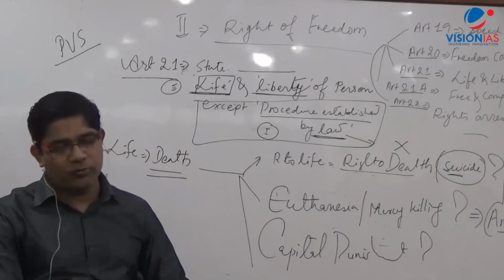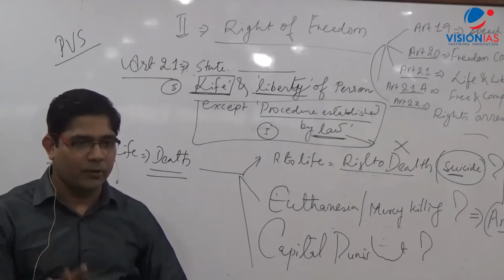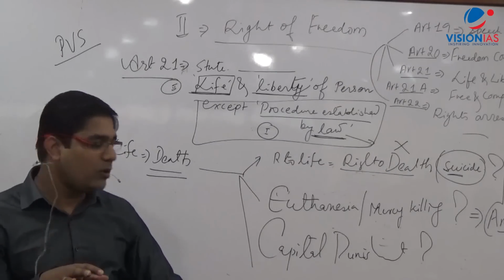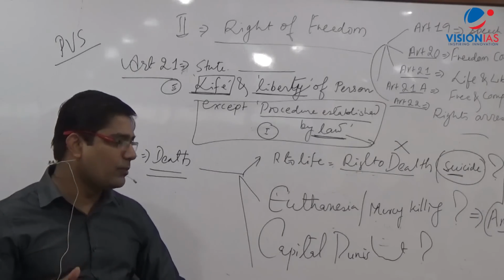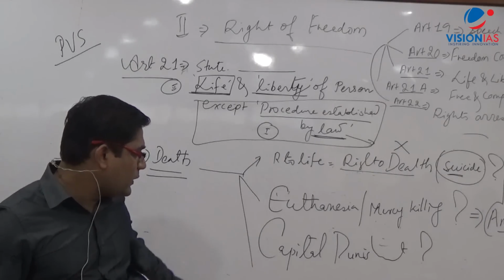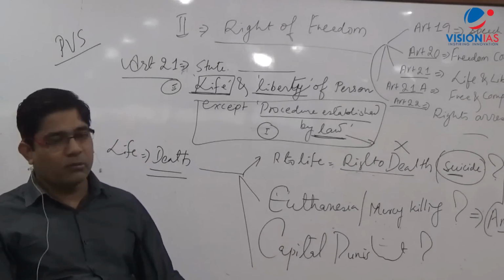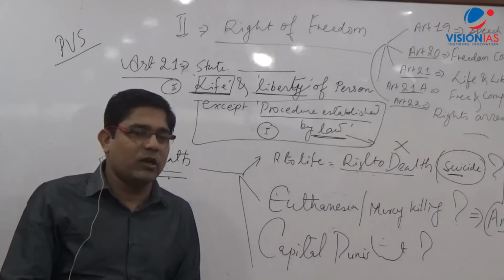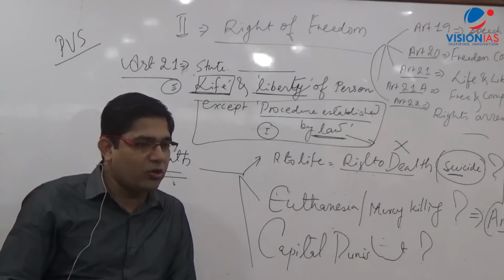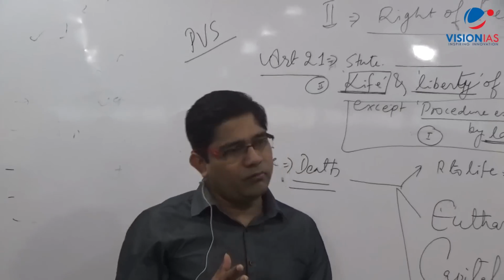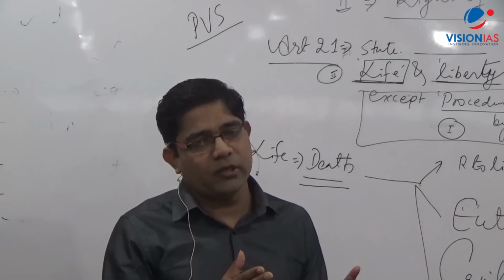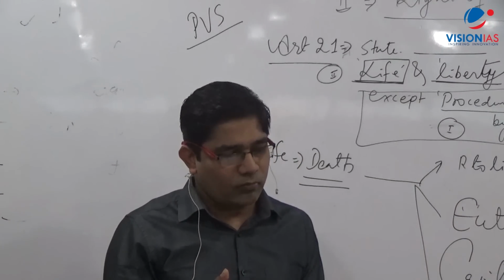And capital punishment, as of now, there is capital punishment, although there is a lot of debate about its abolition. But one important doctrine you can remember is the one from the Bachan Singh case, the rarest of rare doctrine. Rarest of rare. So this doctrine has been reserved only for the rarest of rare cases.